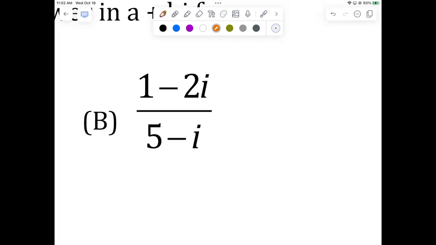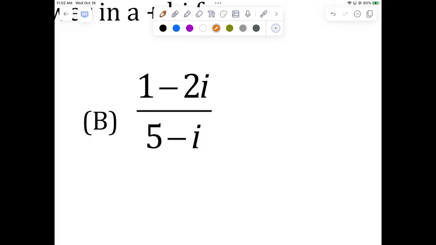And then you just got two sets of foiling to do. You FOIL the top, you FOIL the bottom. You're going to end up with a couple of i squareds. On the line after that, you call them negative 1. You simplify, and then you split up the fraction if you need to.